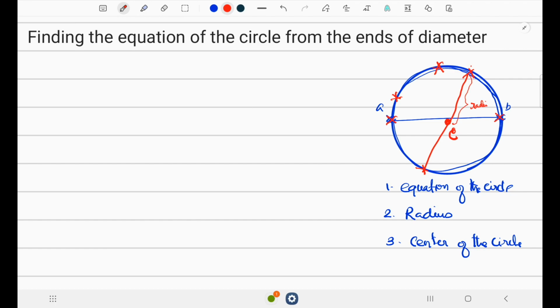Now clear? Explaining once again: finding the equation of the circle from the endpoints of the diameter. If you are given two points on the circumference that are the ends of the diameter of a circle, then the center of the circle can be found by determining the midpoint of the two points. Once we find the midpoint, the distance between the midpoint and the circumference gives you the radius. So let's go with a simple exercise.